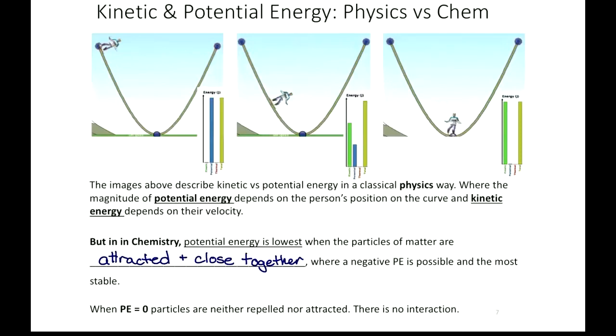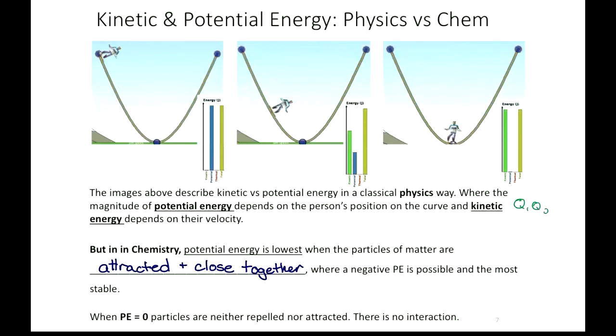Within chemistry, it's completely different. So these ideas of physics and skateboarders and snowboarders, throw all of that out the window, because for chemistry, it's different. In chemistry, how we define potential energy is so different. We use that electrostatics equation, but just put a little Post-it note in your brain that in chemistry, potential energy is lowest when particles are attracted and close together, right? So the whole idea of attraction and close together goes back to the electrostatics equation, Q1 times Q2 over D.